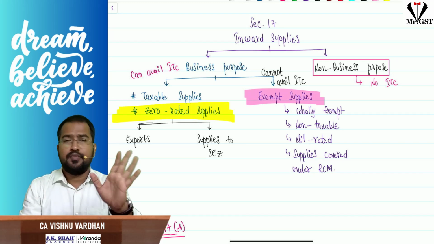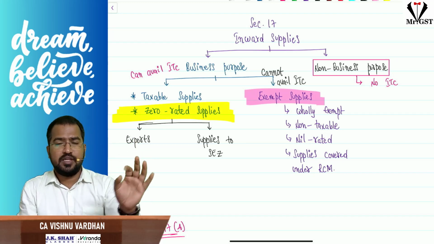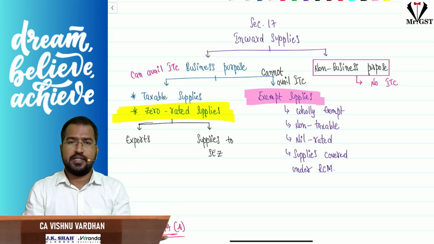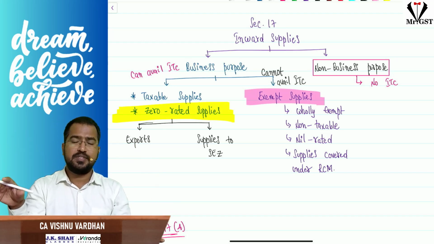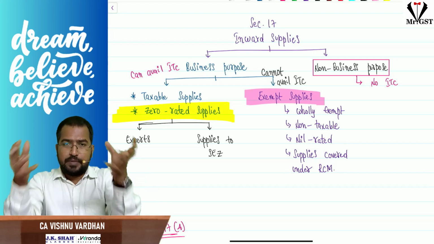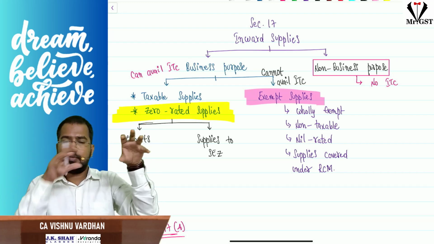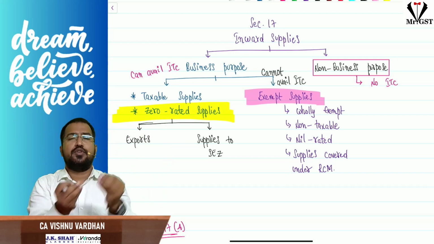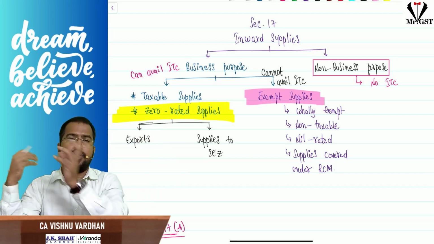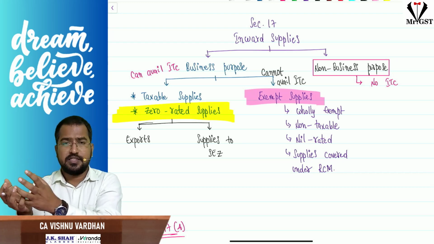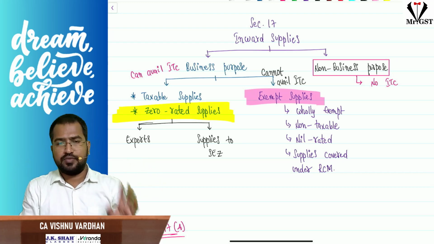Simple, nothing but when you purchase something and use it for business purpose, you can take ITC. You purchase something, use it for non-business purpose, you cannot take ITC. So you purchase something, part of it business purpose, part of it non-business purpose. Whatever you purchase for business purpose, enjoy ITC. Whatever you have purchased for non-business purpose, you cannot take ITC. This is obvious, you know.